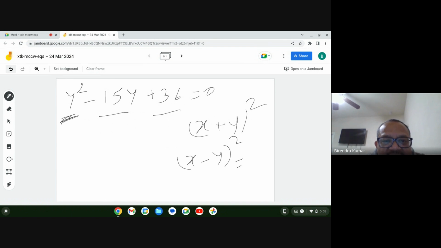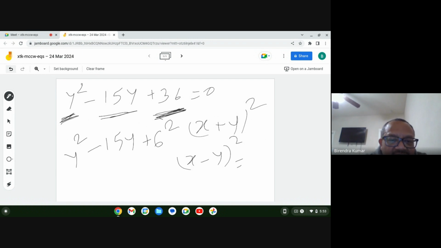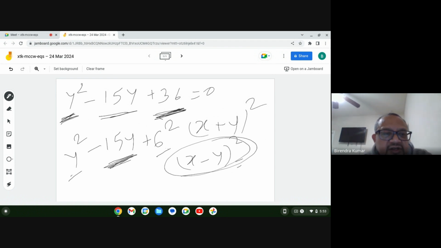If this is my x square, this is my y square. Is this in the form of a square? Yes, it is, that 6 square. What I have here is 15y plus y square. So this is a square, this is a square. Is this 2xy? So 2 of y into 6, 12. No, this is not 12y. This is 15y. So this is certainly not in the form of (x minus y) square.